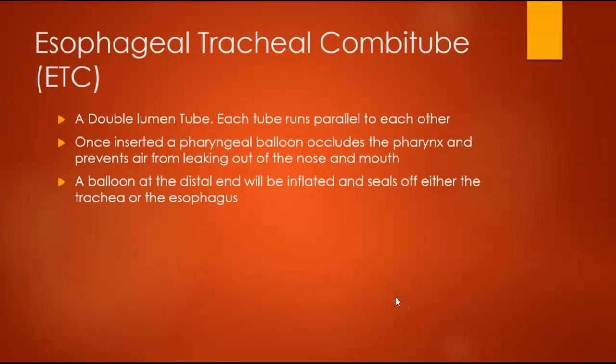Okay. We also have something called an esophageal tracheal combi tube. This is a double lumen, meaning two tubes, each running parallel to each other. Once inserted in the pharynx, you have one balloon that occludes the pharynx to prevent air from leaking out the nose and the mouth. So you have a big balloon on the top that seals off the upper airway. And then there's a balloon on the bottom that's inflated and seals off, whether it ends up in the trachea or the esophagus, one of each of those.